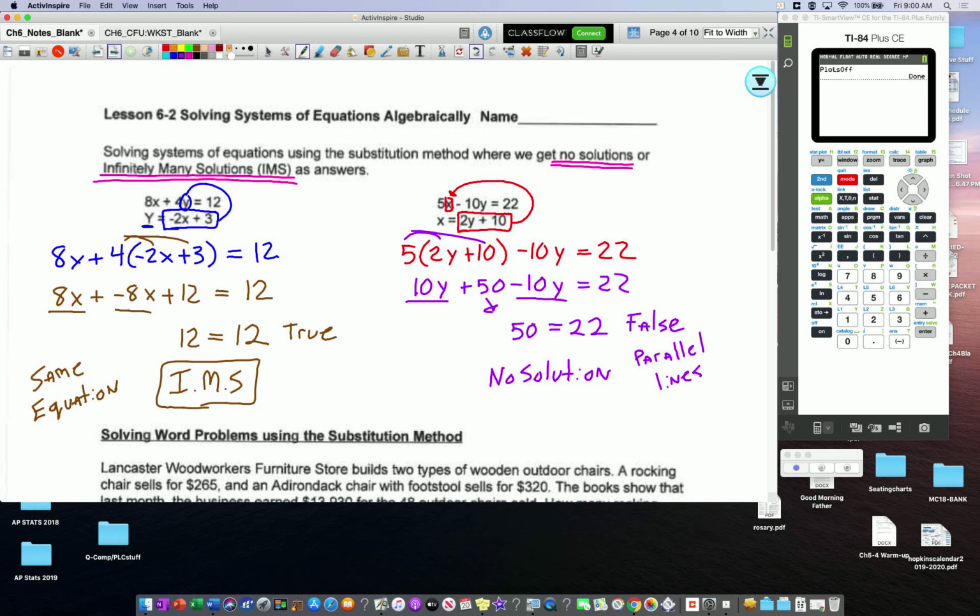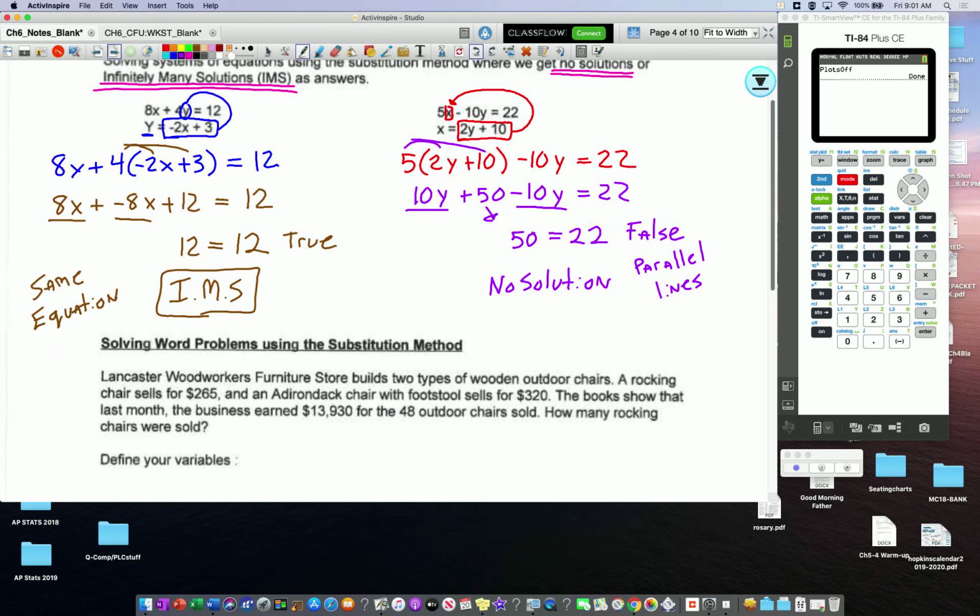Okay? So what happens is when you solve algebraically and the variables cancel and you have a false statement, where you have a number equaling a different number, and we know that's not true, that's the no solution. Parallel lines. If they are actually equal back over here, that's where you get infinitely many solutions. All right, so I demonstrated an example of each possible solution.